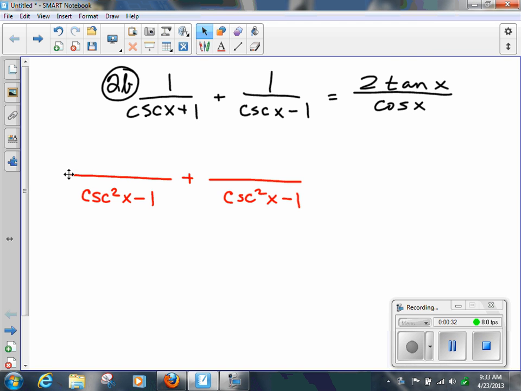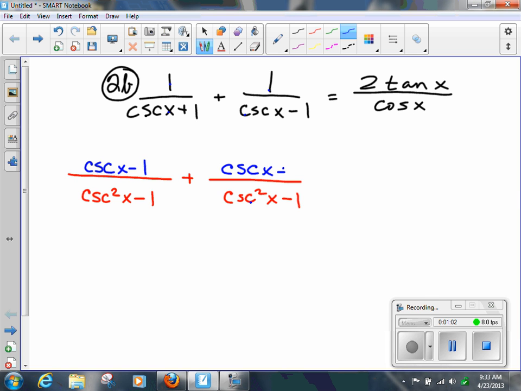All right, now, what would I have multiplied to this first denominator? I would have multiplied cosecant x minus 1. That factor times 1 is cosecant x minus 1. Do you guys agree with that? Okay. Same thing over here on this second fraction. Cosecant x minus 1, I would have multiplied cosecant x plus 1 times 1, which is cosecant x plus 1. Do you agree there? Okay.